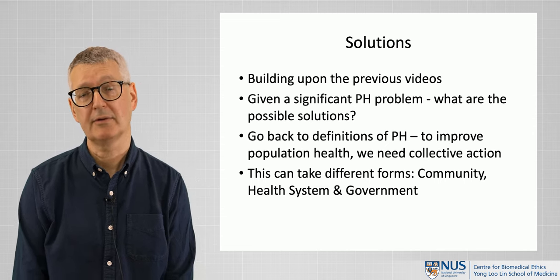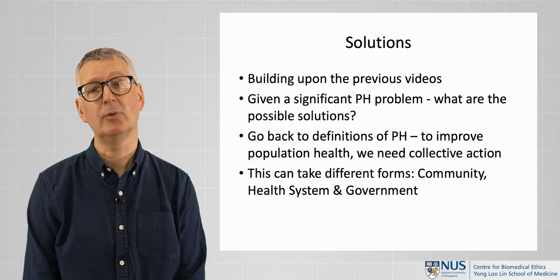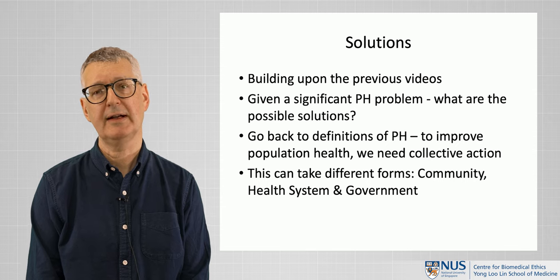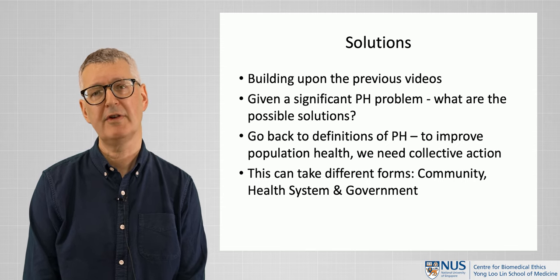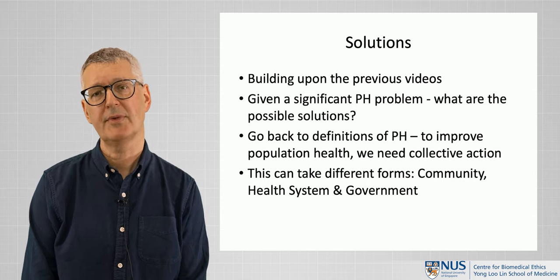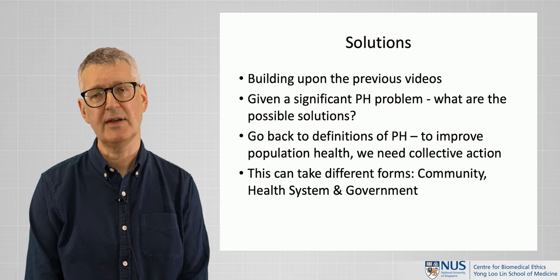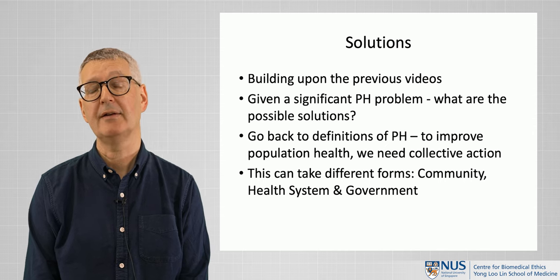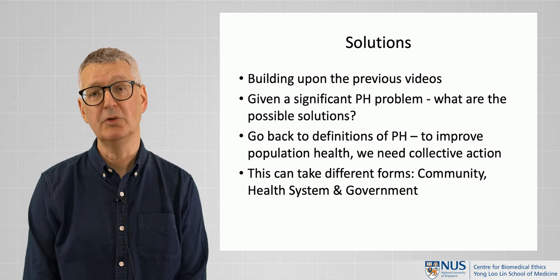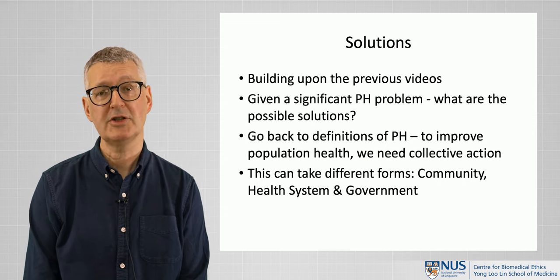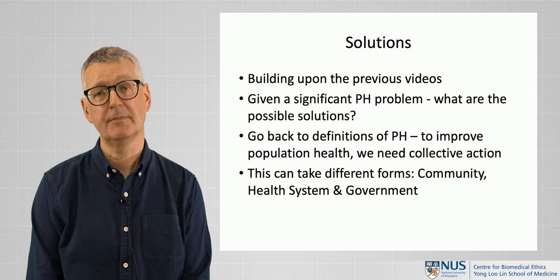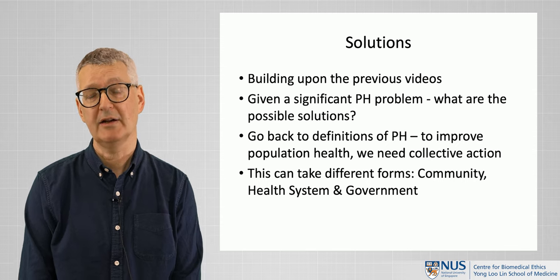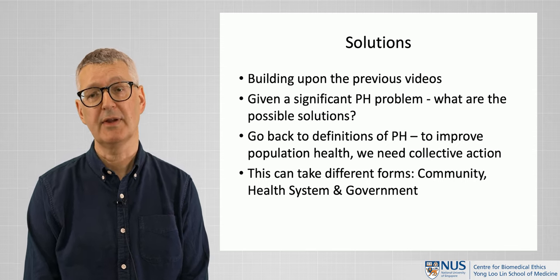So we might think about the problem here as being one of growing rates of obesity. Let's assume that it's clear that that is associated with various poorer health outcomes related to various chronic diseases, and we wish to address them. Then the question becomes, how do we effectively improve population health in relation to this particular set of conditions, and what is the best way of going about responding to that?